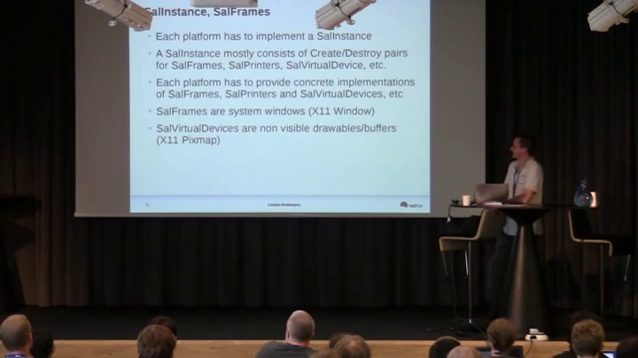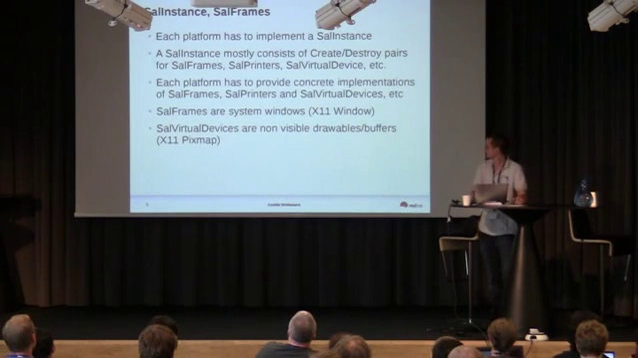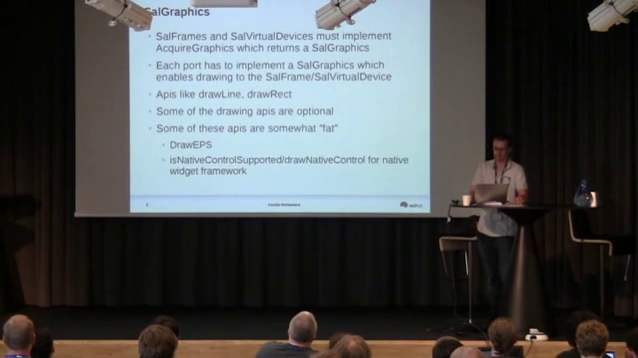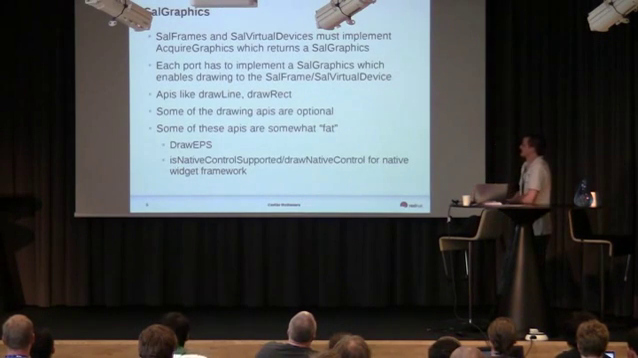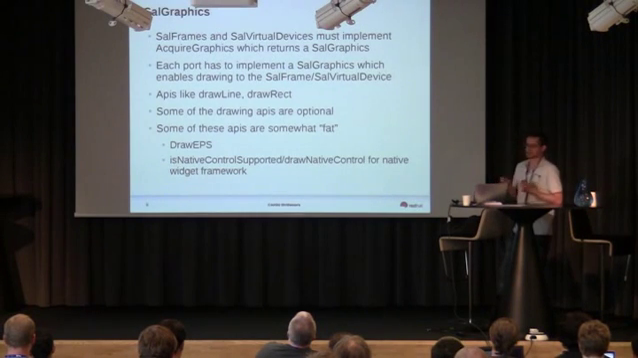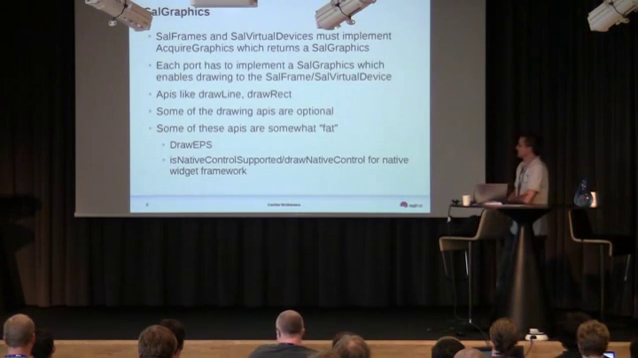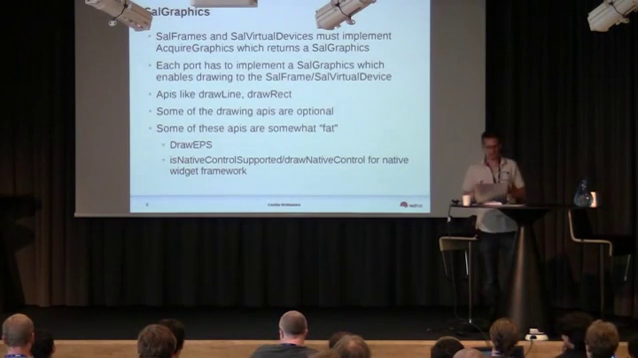Typically, of course, frames are system windows, so they map to the X11 windows directly. And virtual devices then tend to be pixmaps. Now, frames, which map to your top-level windows, and your virtual devices, which map to pixmaps, each have an acquire graphics, which gives you back a style graphics. And you use your style graphics to actually draw on the output device. So that gives you your APIs like drawing a line, drawing a rectangle and things like that.